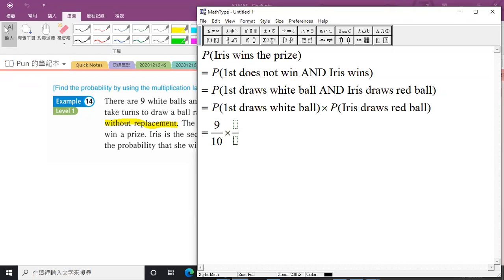That is the first student draws the ball and the ball will not be put back into the box, which means that the number of balls inside the box when Iris is going to draw the ball will be just equal to 9. Can you understand this? And then among the 9 balls, how many of them are red ball and how many of them are white balls?